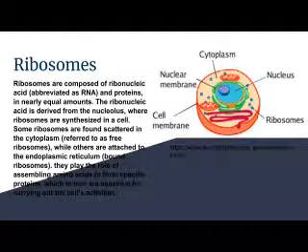Our last topic to be covered are the ribosomes. Ribosomes are composed of ribonucleic acid and proteins in nearly equal amounts. The ribonucleic acid is derived from the nucleolus, where ribosomes are synthesized in a cell. Some ribosomes are found scattered in the cytoplasm, referred to as free ribosomes, while others are attached to the endoplasmic reticulum. They play the role of assembling amino acids to form specific proteins, which in turn are essential for carrying out the cell's activity.